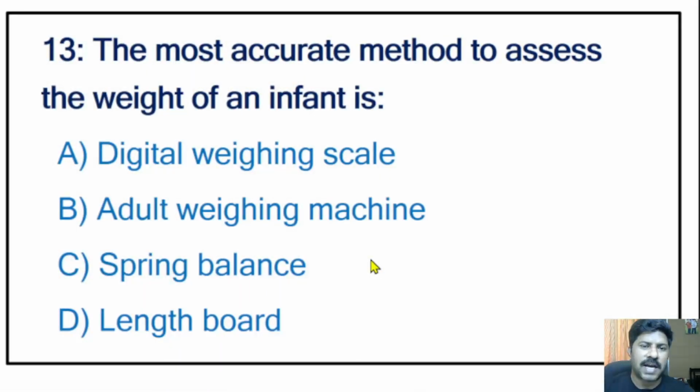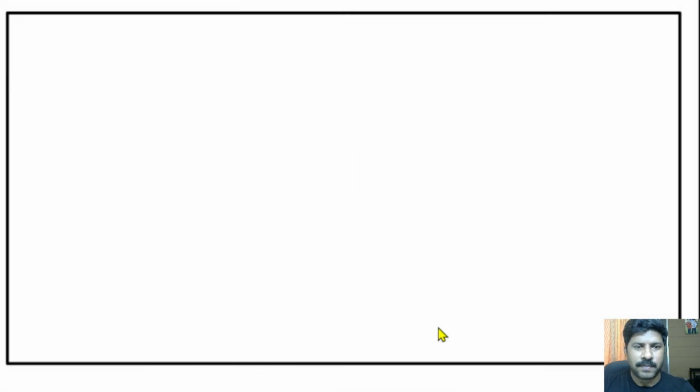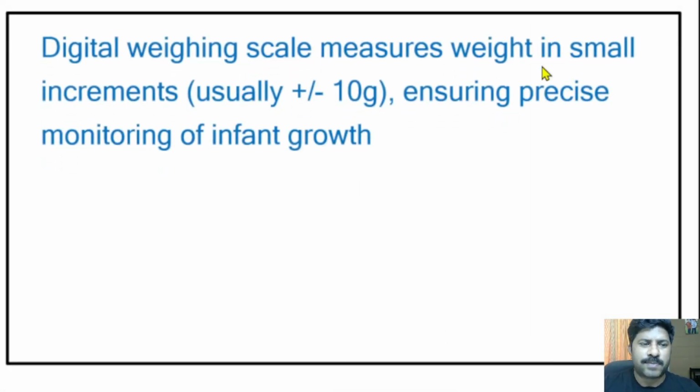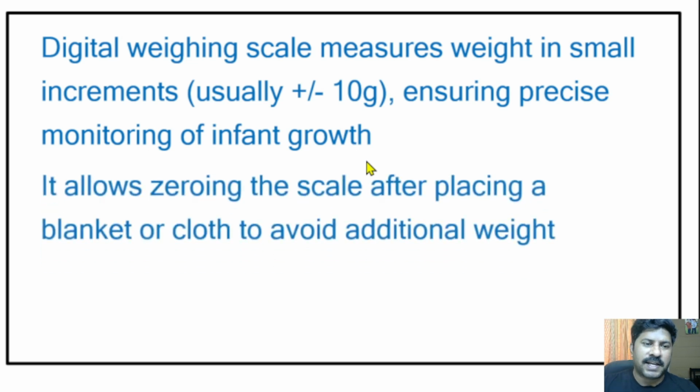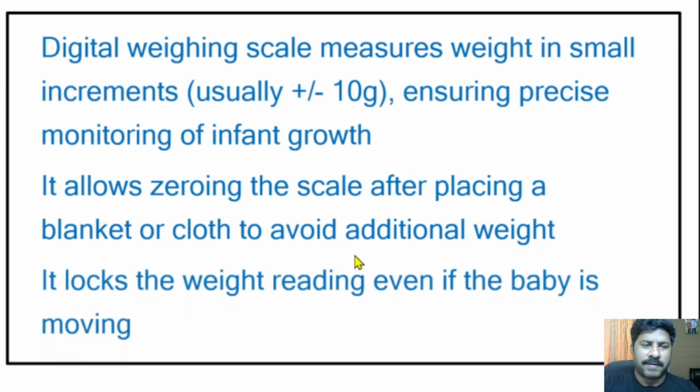Next question. The most accurate method to assess the weight of an infant is: digital weighing scale, adult weighing machine, spring balance, length board. It is also an easy question. So the correct answer is digital weighing scale. Digital weighing scale measures weight in small increments, usually plus or minus 10 grams, ensuring precise monitoring of infant growth. It allows zeroing the scale after placing a blanket or cloth to avoid additional weight. So these are the features of weighing on a digital weighing scale.